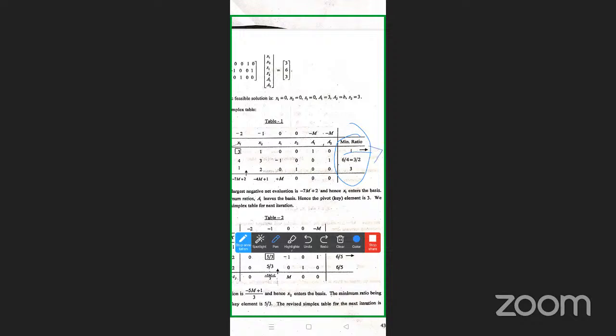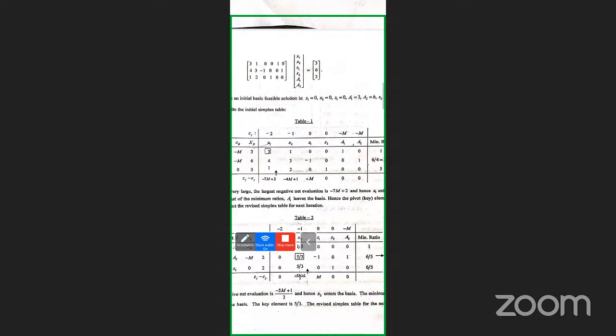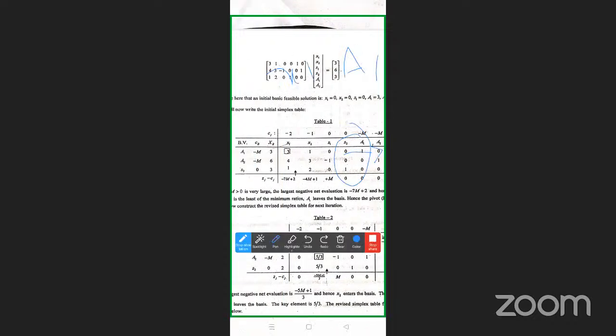So this is the outgoing vector. Incoming vector is X1. Outgoing vector is A1, the artificial variable. Is it clear? So this is the incoming vector, this is the outgoing vector. The intersection of incoming and outgoing vector is called the key element. To make the key element 1, we use row operations only.